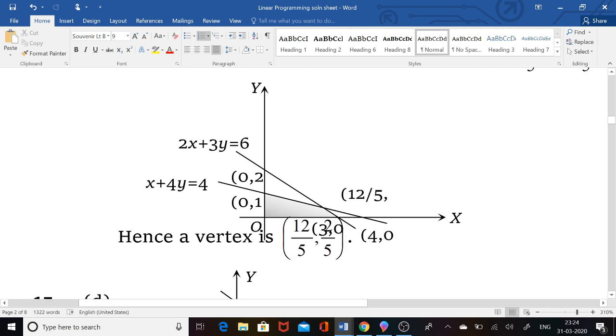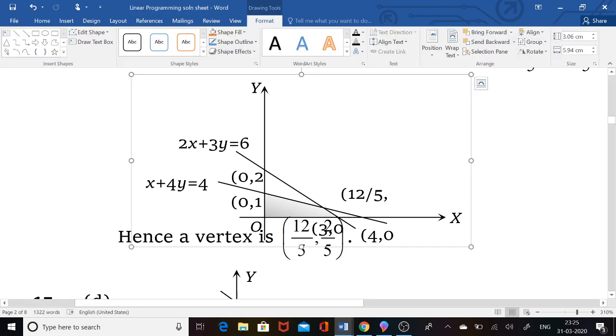This is the line over here, it is going, and the other line is going over here. This is my feasible region, and both are towards the origin. So that's why my vertex is 12 by 5 and 2 by 5. This is the vertex over here, 12 by 5 and 2 by 5 for the 14th one.